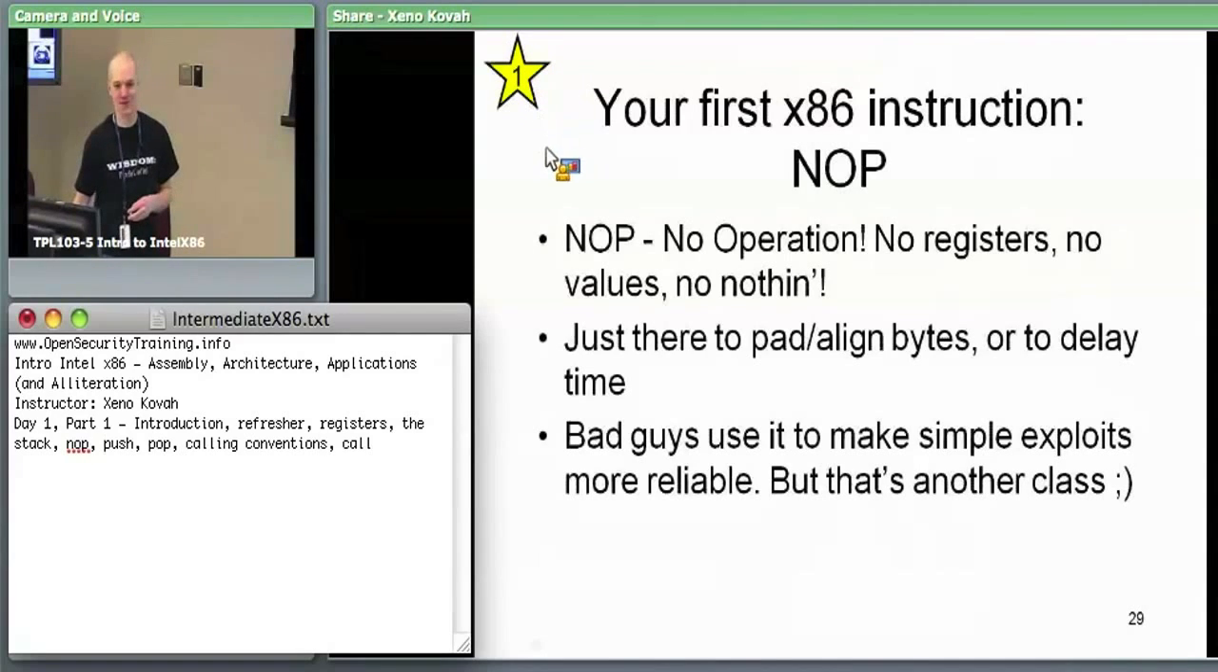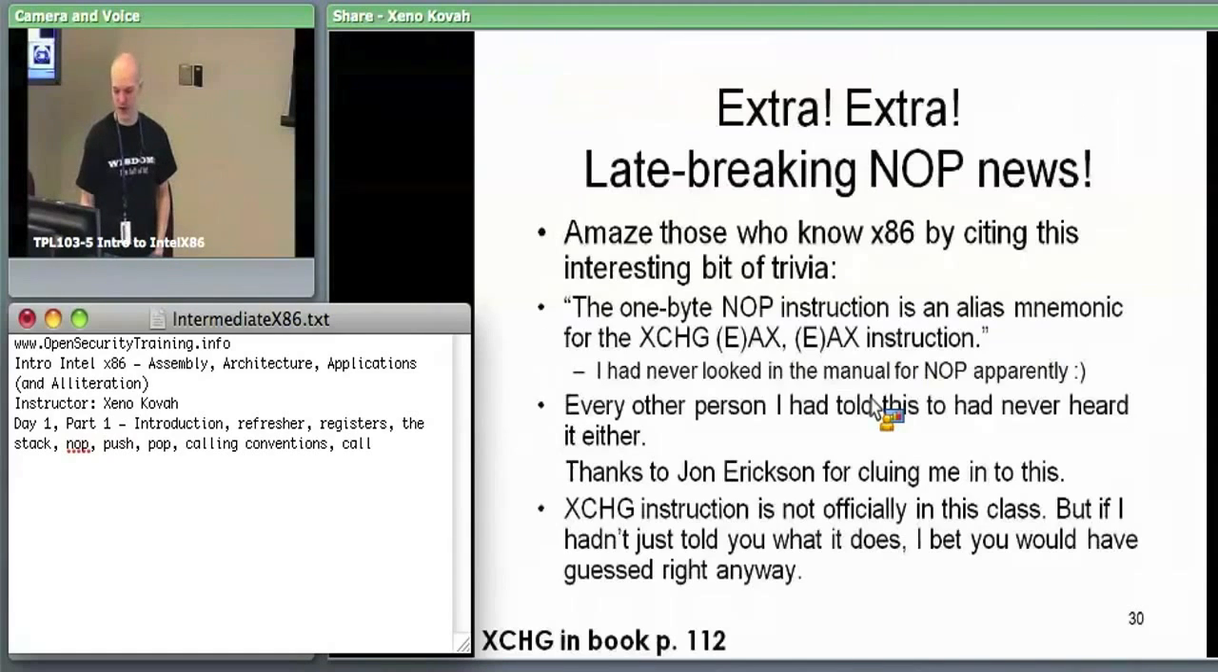We have a new instruction. So no-op does nothing. It's just there to potentially pad bytes. You put these instructions in, and maybe due to the Intel optimization guidelines, they'll say we want all functions to start on a 16-byte boundary or something. So if the previous function didn't stop exactly at 16 bytes, you'll throw in a few no-ops until the next one starts on a 16-byte boundary. And then they're used for making the canonical buffer overflows more reliable, but that'll be Corey's class.